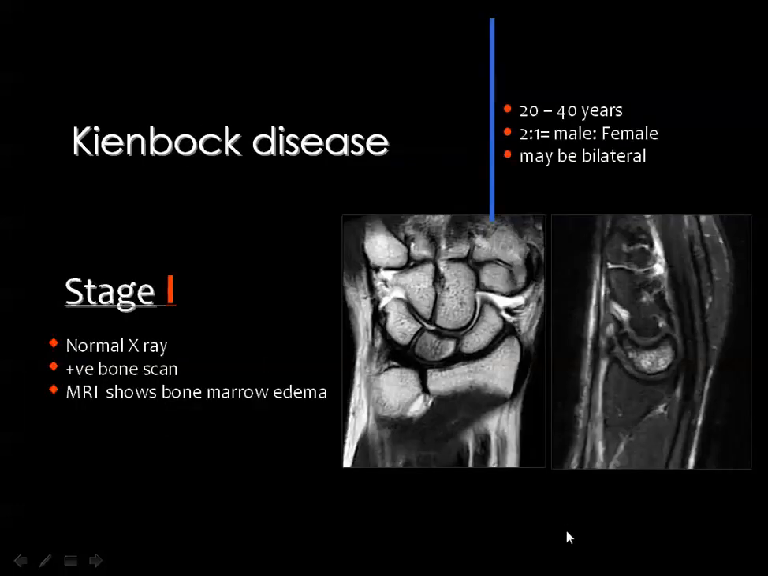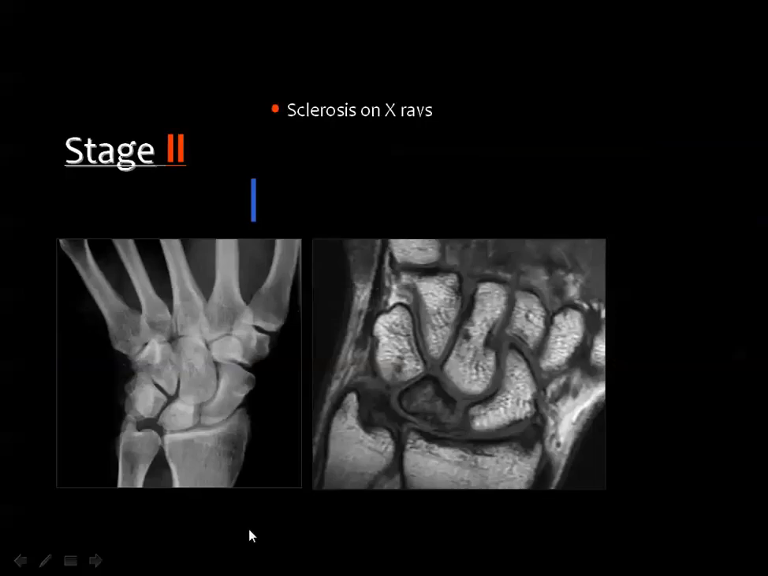Kienbock disease is the avascular necrosis of the lunate, and we have 4 stages of avascular necrosis of the lunate bone. Number 1 is bone marrow edema, and bone marrow edema will appear of dark signal in the T1 and bright signal in the T2 gradient and the stair images. This will not be seen in the plain X-ray, but it will appear in the bone scan.